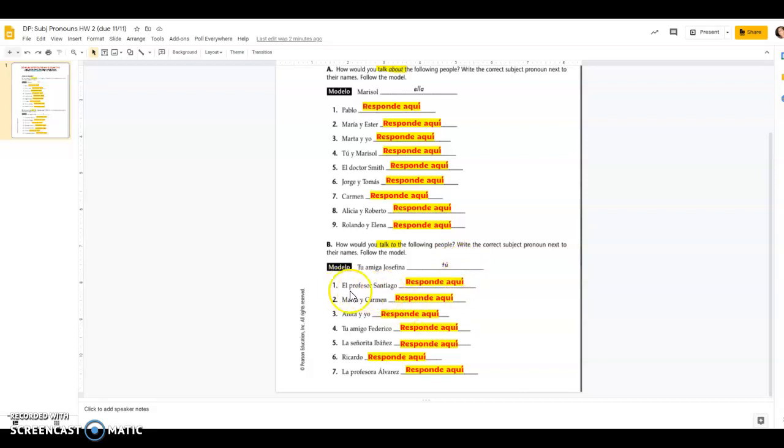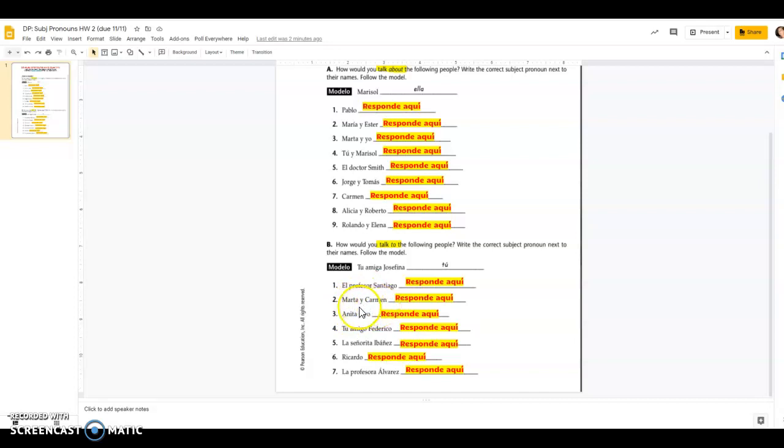Now, if a professor named El Profesor Santiago were to walk up to you, what are you going to use to talk to this person? It's El Profesor, so I know it's a dude, but I'm talking to them. So I don't need to worry about if they're a boy or a girl. I just need to use the correct subject pronoun to talk to them.